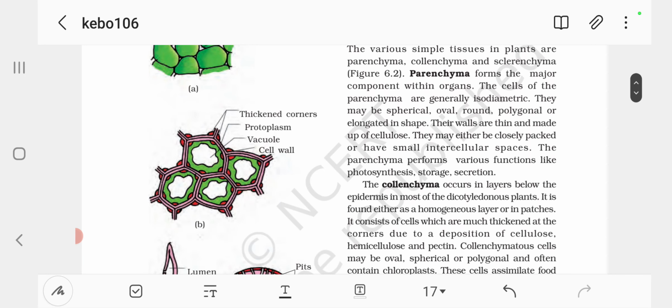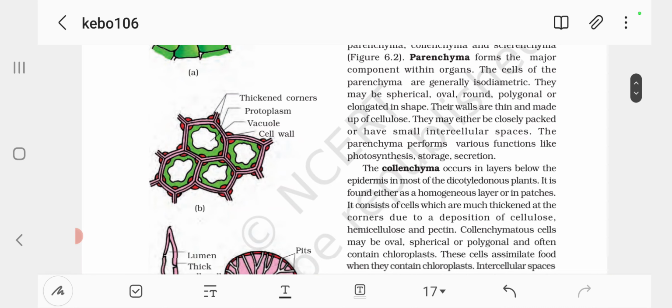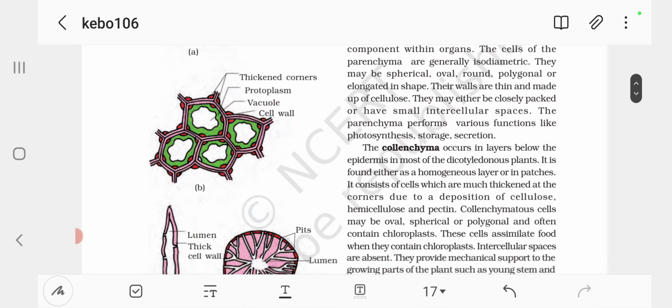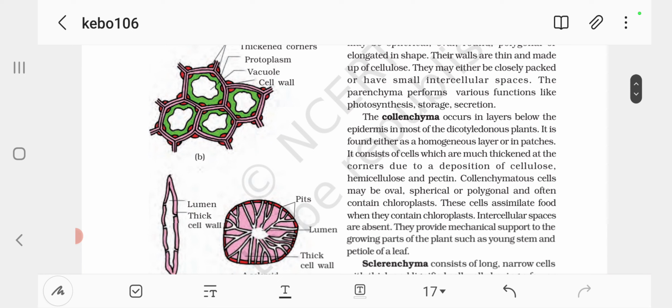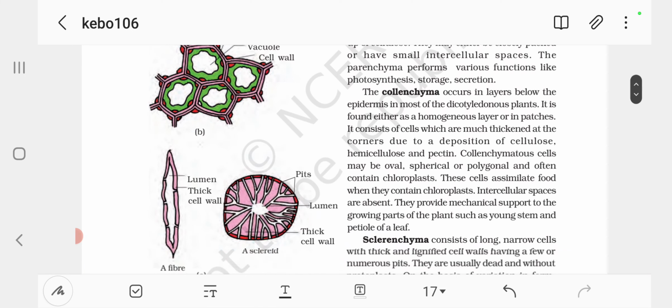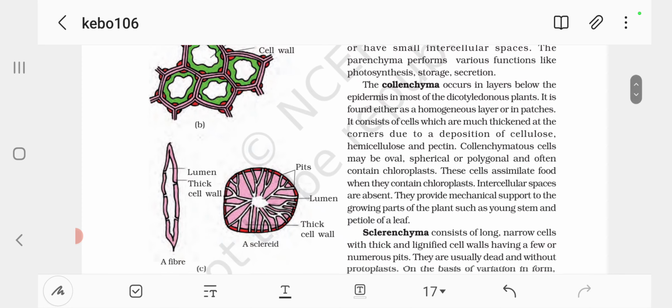Parenchyma forms the major component within organs. The cells of the parenchyma are generally isodiametric. They may be spherical, oval, round, polygonal, or elongated in shape. The walls are thin and made up of cellulose. They may either be closely packed or have small intercellular spaces. The parenchyma performs various functions like photosynthesis, storage, and secretion.